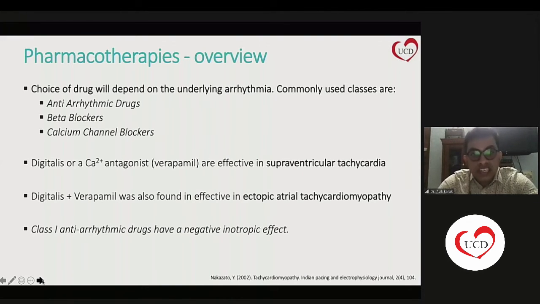Apart from that, digitalis is very, very important. Digitalis or calcium channel antagonists like verapamil are effective in supraventricular tachycardia. Digitalis with verapamil is also found effective in ectopic atrial tachycardiomyopathy. Class 1 antiarrhythmic drugs are usually avoided due to their negative inotropic effects.